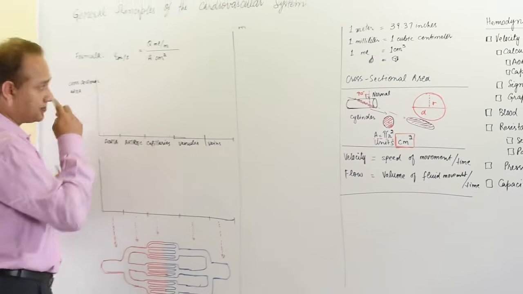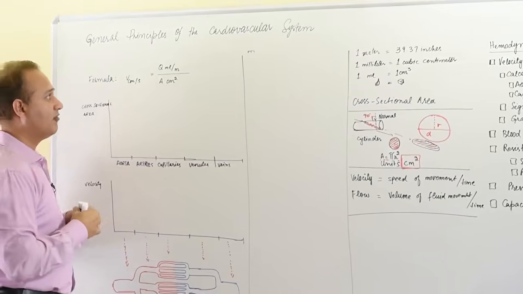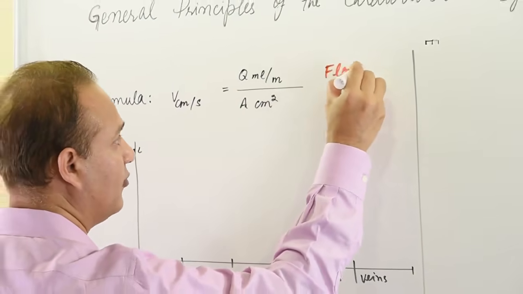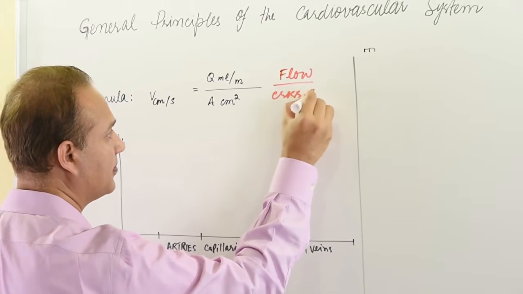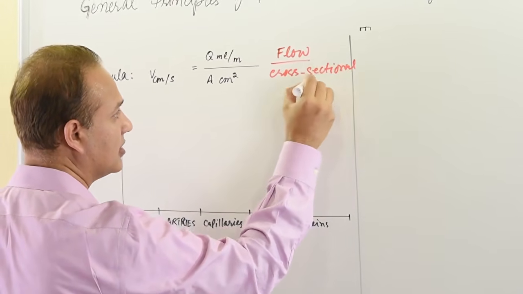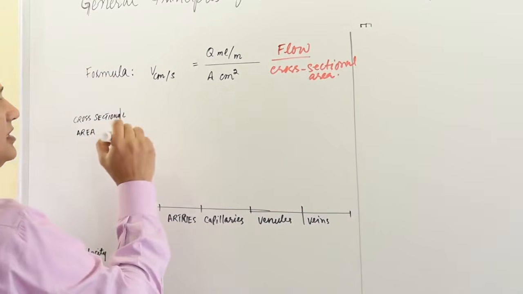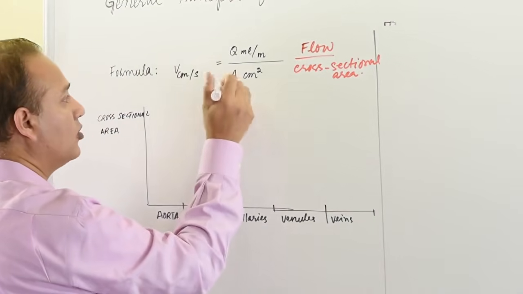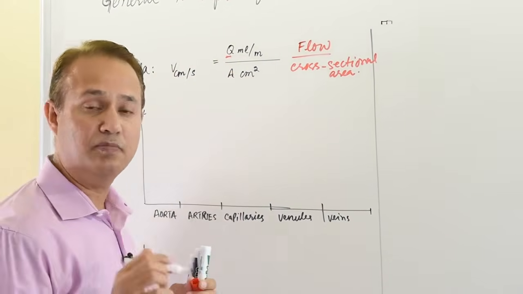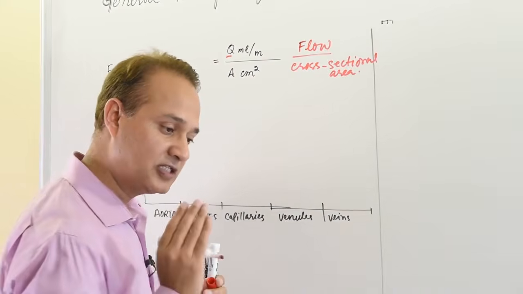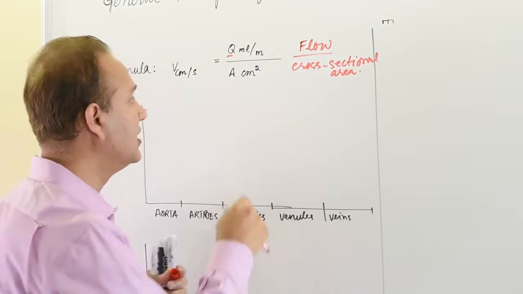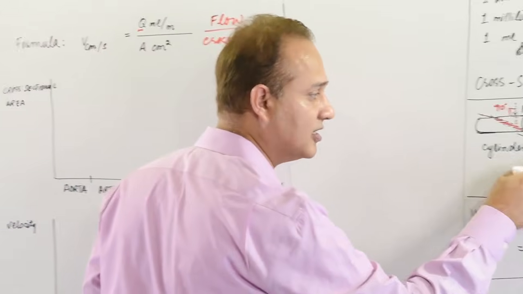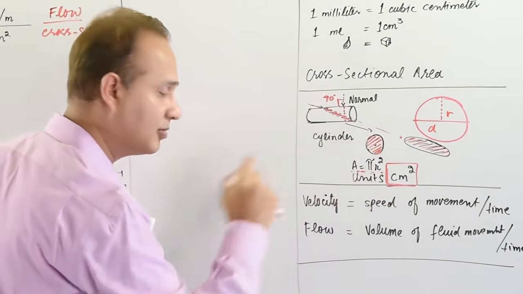So please remember, one is volume and the other one is speed of movement. Now the formula for the velocity. The formula is flow divided by cross-sectional area. Flow divided by cross-sectional area. That is the velocity. Velocity will be measured in centimeters per second. Flow, Q here, will be measured in milliliters per minute. So milliliters of blood passing per minute. And the area is in centimeter square. So that is this cross-sectional area. It is in centimeter squares. We talked about it before.